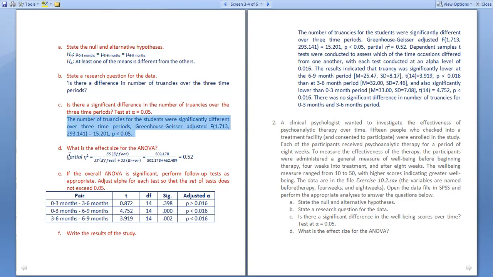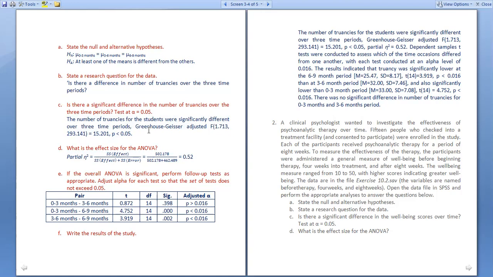And if we are talking of ANOVA, the effect size of ANOVA, partial eta squared, we are calculating. The formula is known to us, and the value comes to 0.052, which is quite high. Now the E part of the question was, if the overall ANOVA is significant, perform follow-up tests as appropriate, adjusting alpha for each test so that the set of tests does not exceed 0.05.